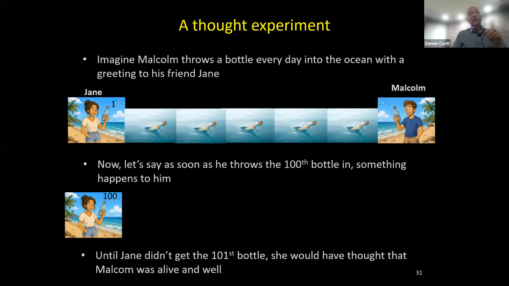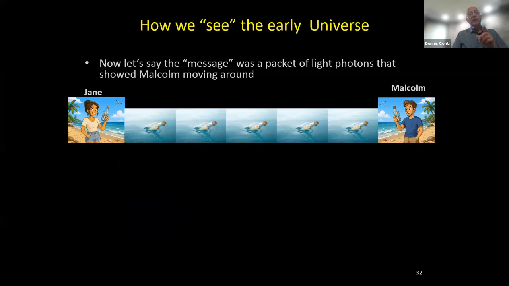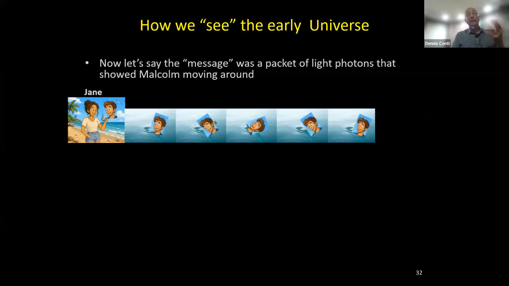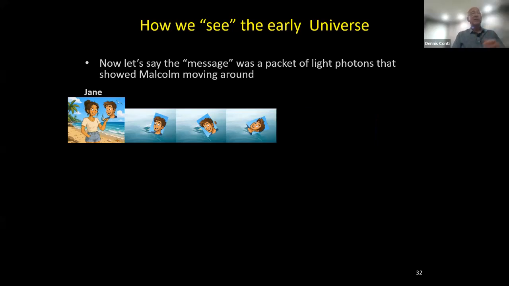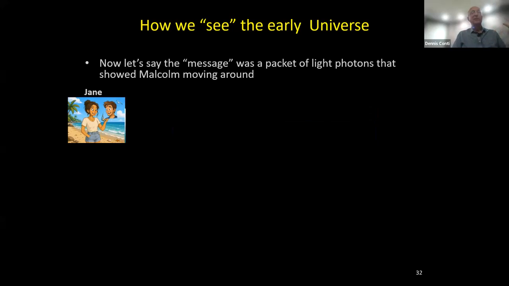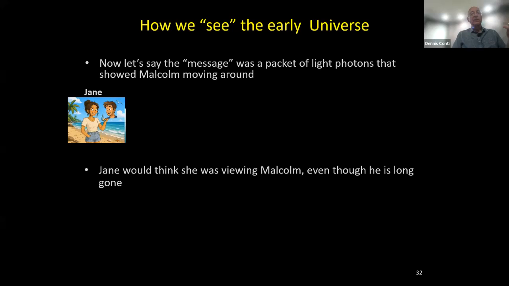Now, replace the message with photons, packets of light of Malcolm. Let's say photons that represent Malcolm. So, Malcolm's photons are coming to Jane. And again, Malcolm's gone away. She's still getting these photons from Malcolm. Malcolm's long gone. So again, she thinks everything's fine. So Jane would think that she's still viewing Malcolm, even though he's long gone.